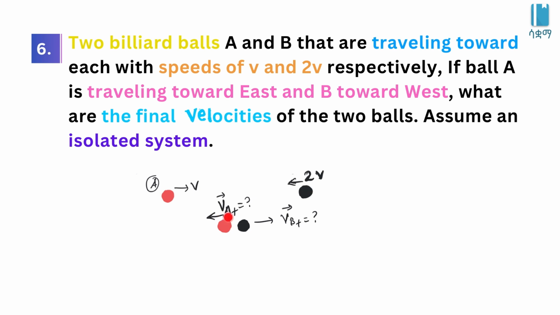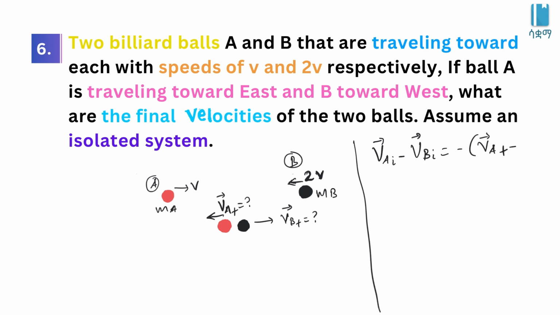So the question here is to find VA final and VB final. In an elastic collision, the relative velocity before collision is equal to the negative of the relative velocity after collision. So VA initial minus VB initial equals the negative of VA final minus VB final.